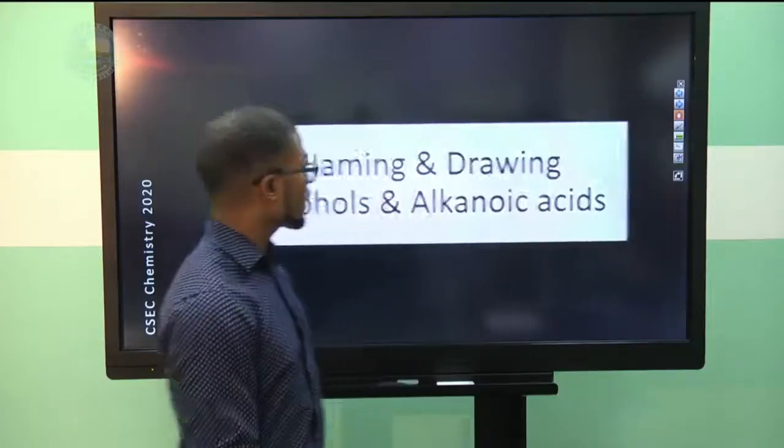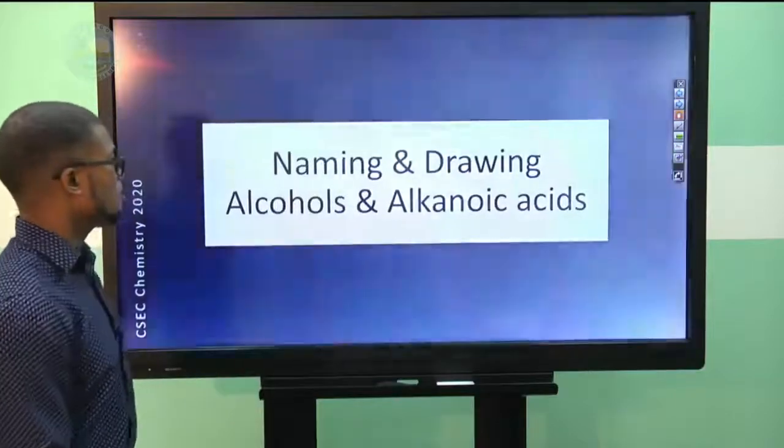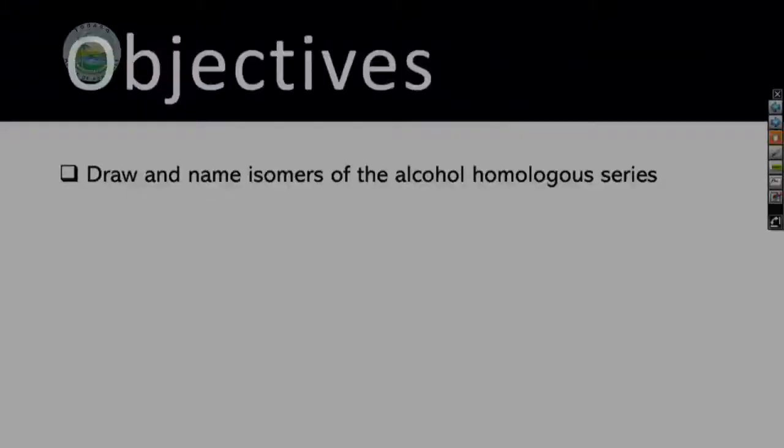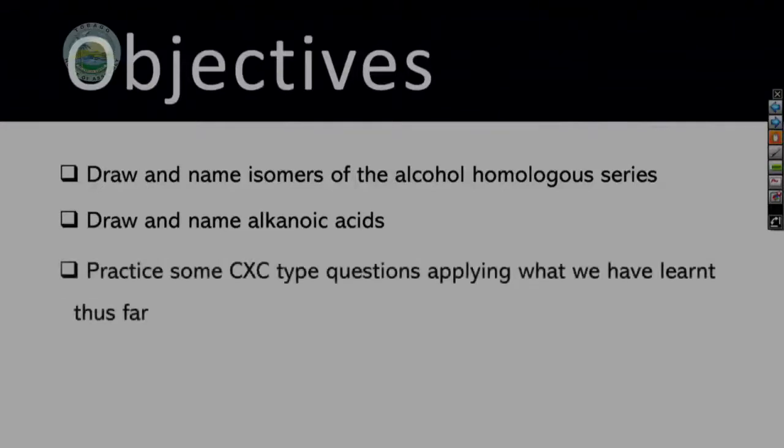Let's look at some of the objectives that we have for today. At the end of this lesson, you should be able to draw and name isomers of the alcohol homologous series. You are also going to learn how to draw and name alkanoic acids. And lastly, we are going to practice some CXC type questions applying what we have learned thus far.